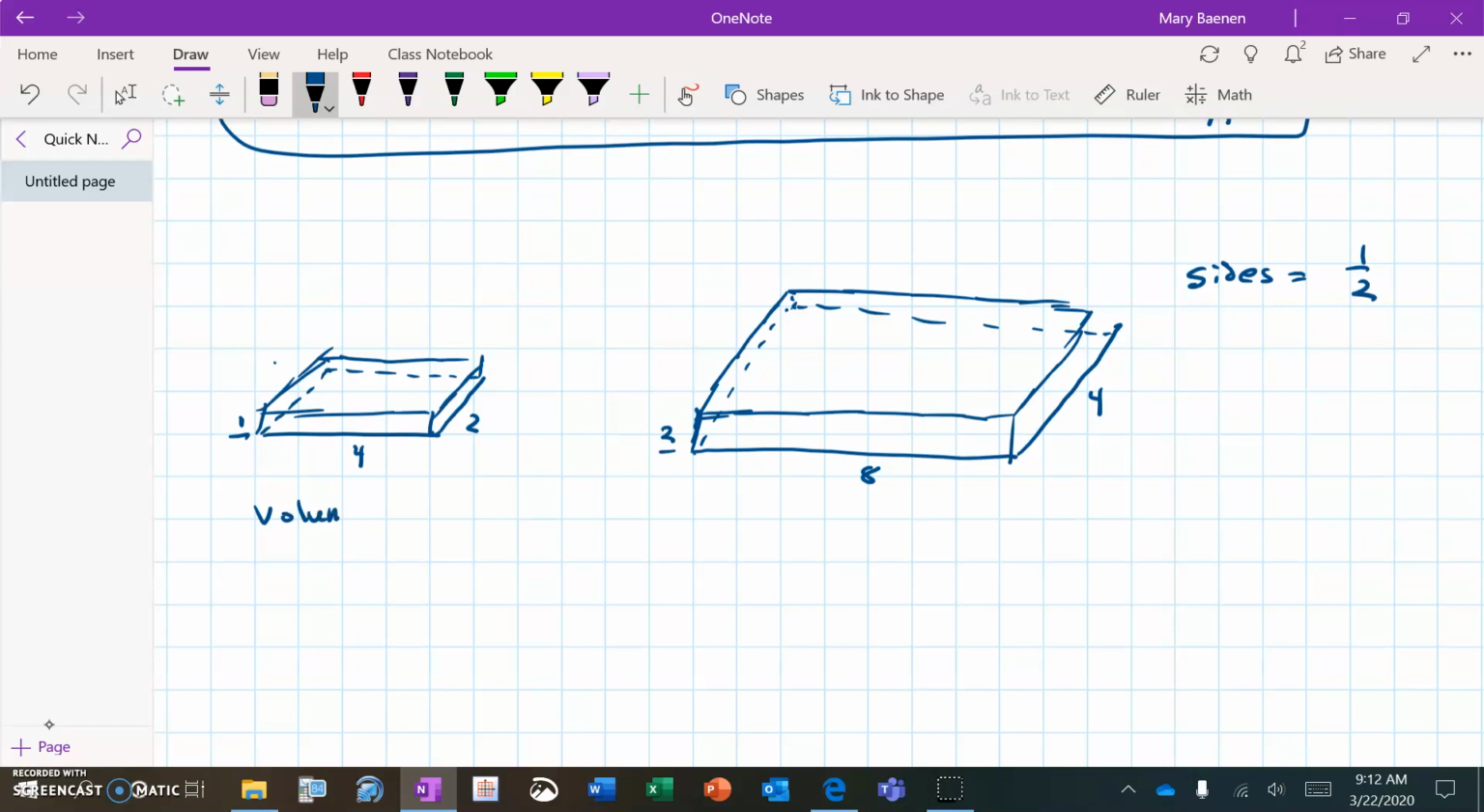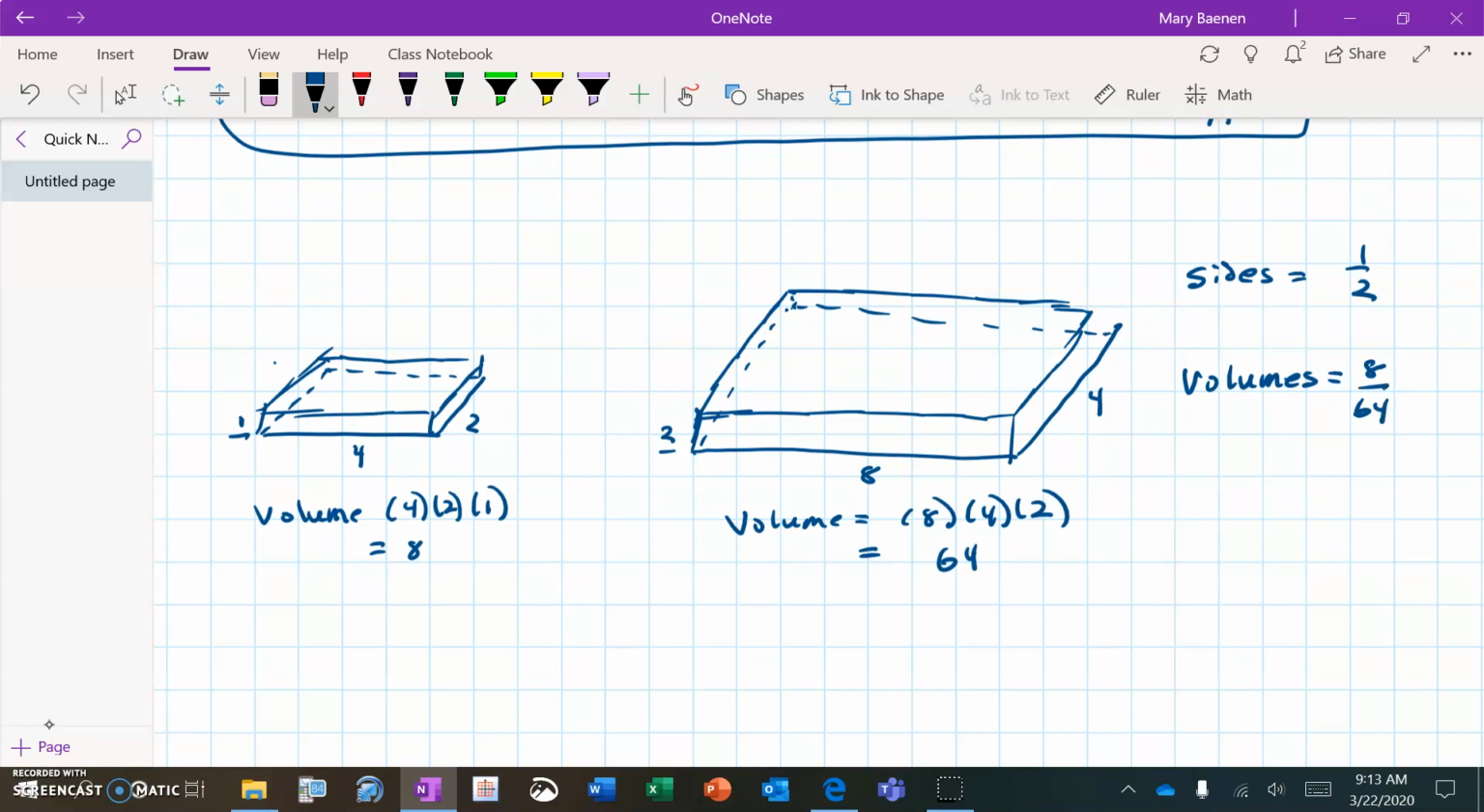Now, I'm going to look at the volume. The volume of this is the area of the base times the height of the object, so 4 times 2 times 1, so that would be 8. The volume of this would be the area of the base, 8 times 4 times the height of the object, which would be 2, so that is 64. So the volumes are in the ratio of 8 over 64. Okay, now I can reduce that, divide the top and bottom by 8. 8 goes into 8 once, 8 goes into 64 8 times.